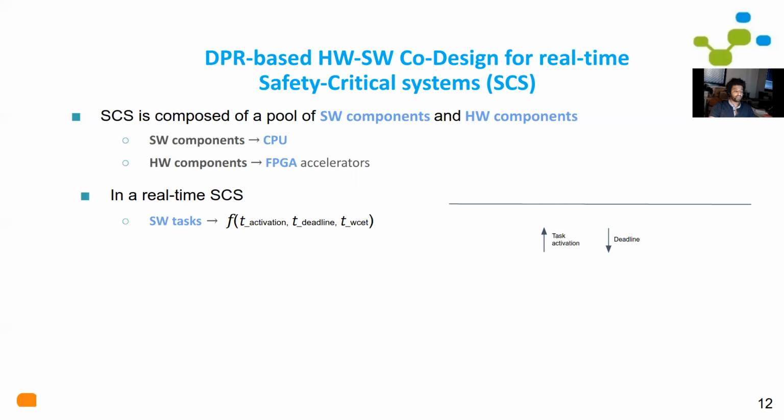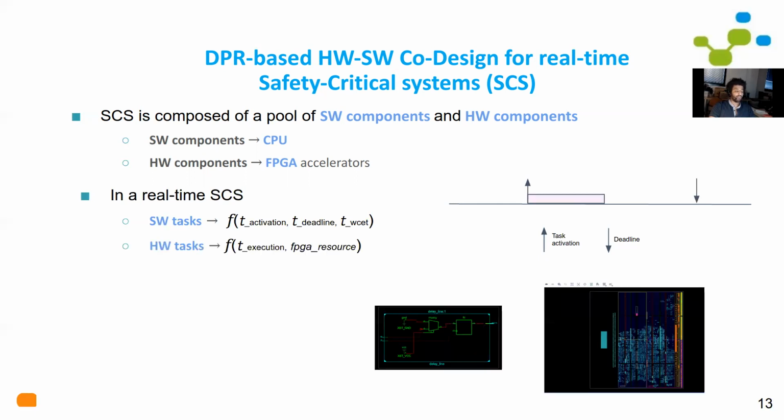In real-time safety critical systems designed using a co-design approach under DPR, there are software tasks and there are hardware tasks. The software tasks are characterized by some timing-related behaviors, such as activation time, deadline, and worst-case execution time. Meanwhile, the hardware tasks are characterized by execution time and resource consumption of the hardware.